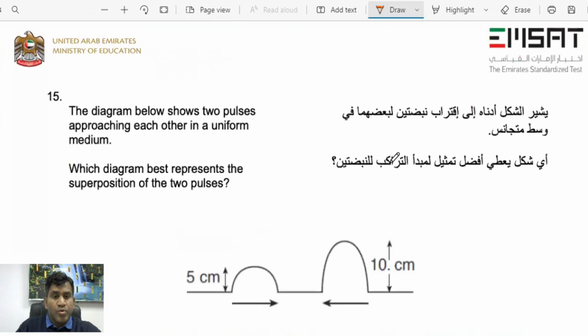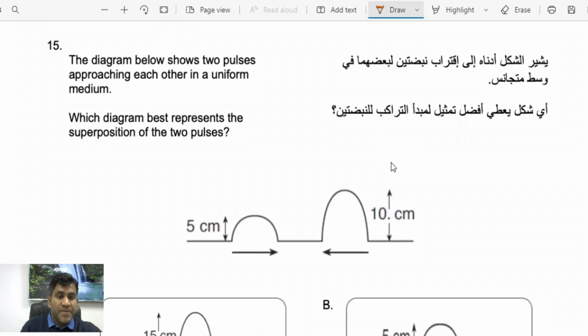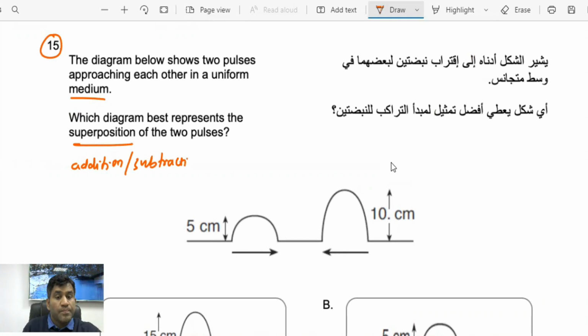Okay, let's move to the next. Question number 15. The diagram below shows two pulses approaching each other in a uniform medium. Which diagram best represents the superposition of the two pulses? Let me tell you, superposition is basically addition, or I can also say subtraction as well. It depends on how the pulses are overlapping.